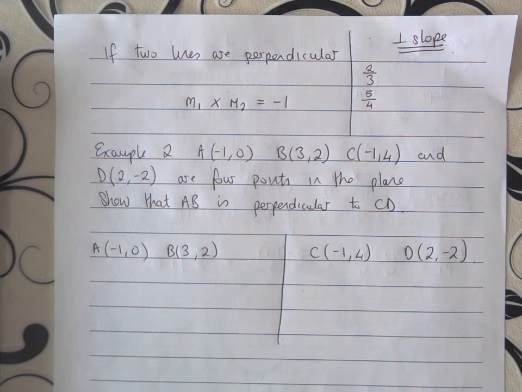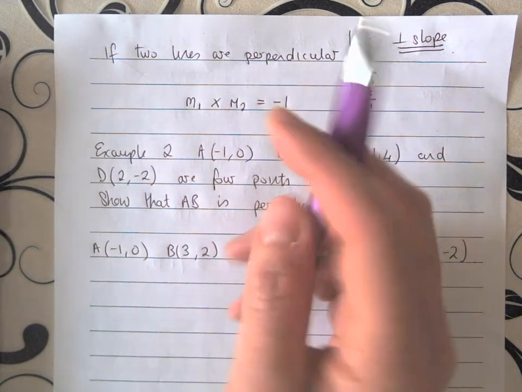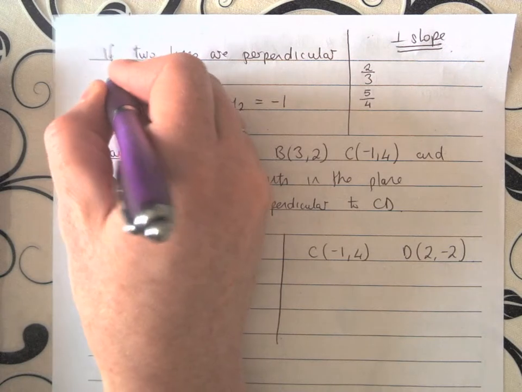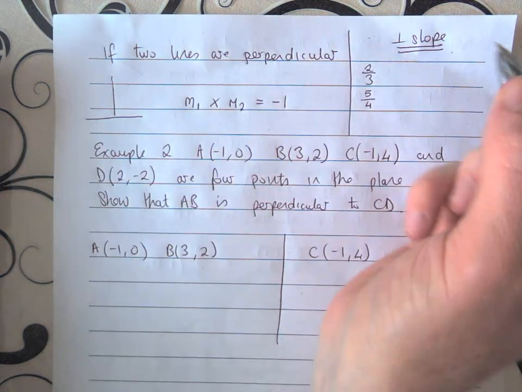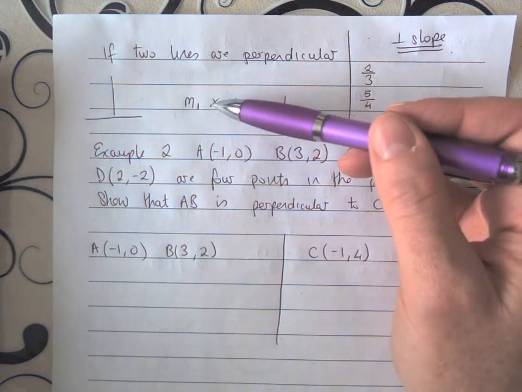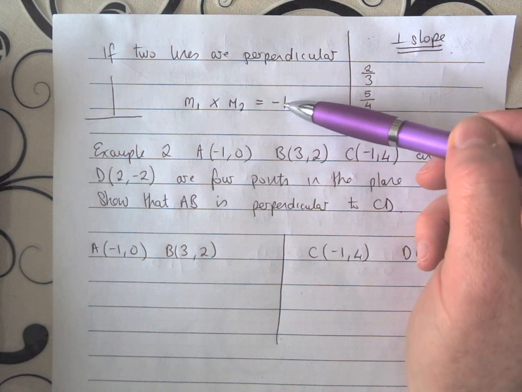Okay girls, today we're going to carry on with slope. So we talked about negative and positive slopes yesterday, we talked about parallel slopes, but we didn't really focus on perpendicular slopes. If two lines are perpendicular, that means they meet at right angles. The slope of one multiplied by the slope of the other will give you -1.